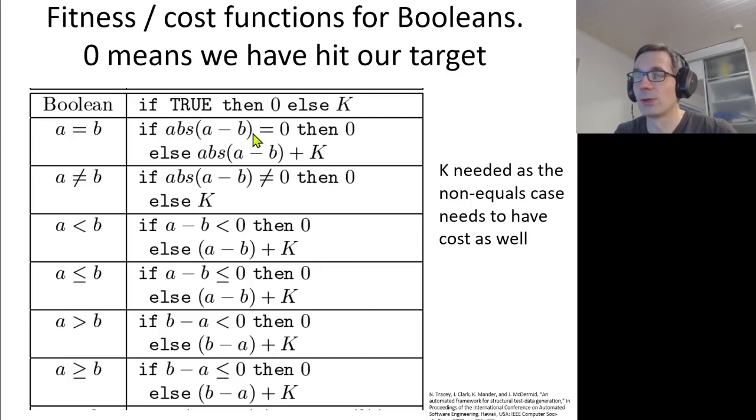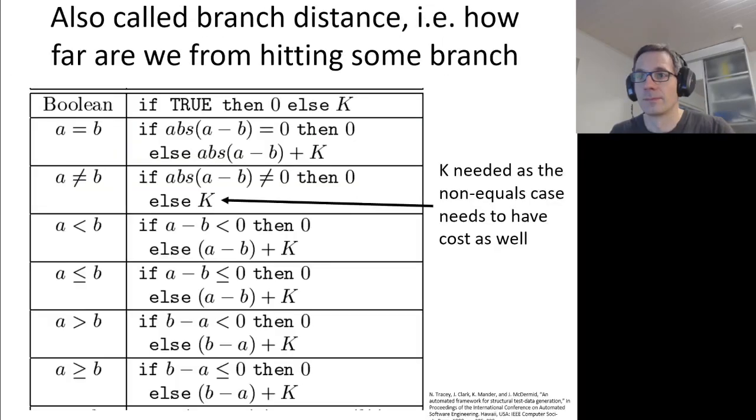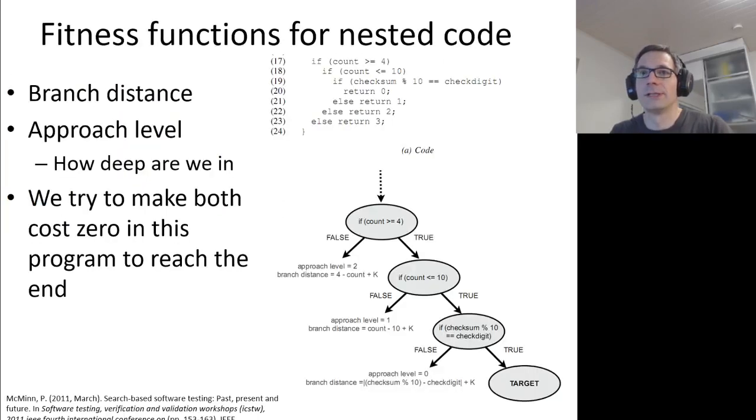This offers a cost for hitting the different booleans, with fitness and cost functions for them. This is also called branch distance, telling how far off you are from hitting a particular branch. Another thing you need is that if you have nested code, the branch distance is not enough. You must also keep track of how deep you are in the code. So you must have another fitness measure, which is the approach level. The branch distance is the fitness function for a particular statement, telling how close you are to hitting it, and you must also keep track of how deep you are. You try to get all of these to 0.